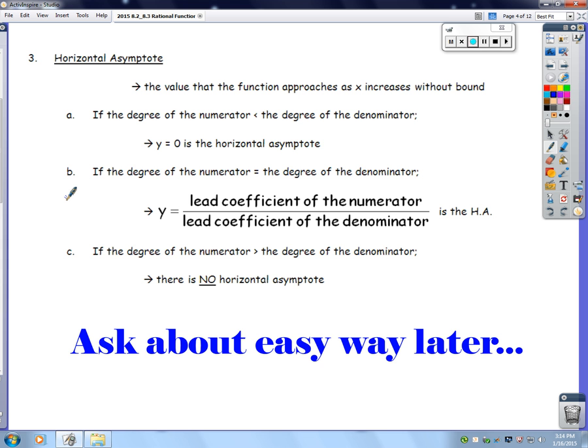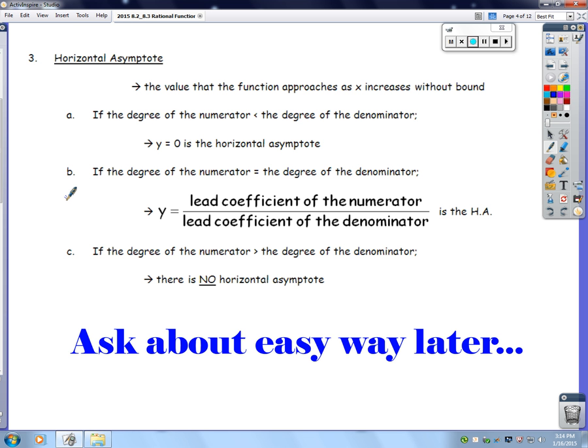We have three different situations. It comes down to the degree of the numerator compared to the degree of the denominator. If the degree of the numerator is less than the degree of the denominator, our horizontal asymptote is y equals 0. If the degrees are equal, then y equals the ratio of the lead coefficient of the numerator over the lead coefficient of the denominator. And finally, if the degree of the numerator is bigger than the degree of the denominator, if it's top-heavy, there's not going to be a horizontal asymptote.